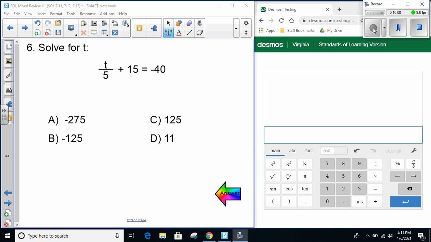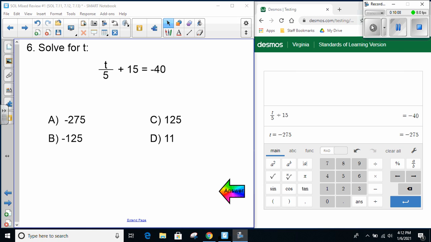Go ahead and solve number 6 on your own, and then type your answer on the screen or select the correct answer on the screen from the Play Pause It video.